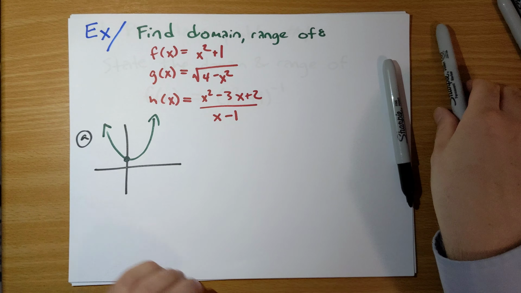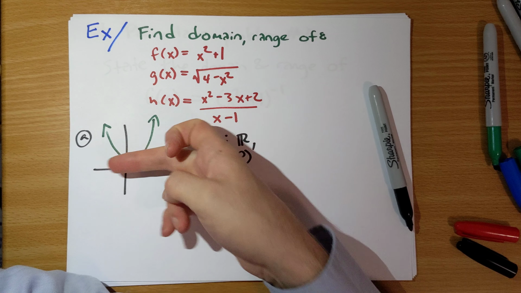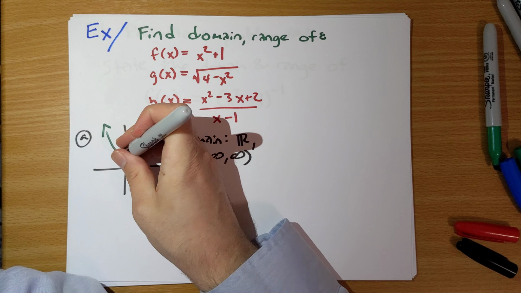As for the range, what are the allowable outputs here? Well, we will never get a number as output that is strictly less than 1. The outputs here start at 1 and they go up. So we could say here the range is going to be the interval from 1 to infinity, including 1 here. So that would be the range of this function.